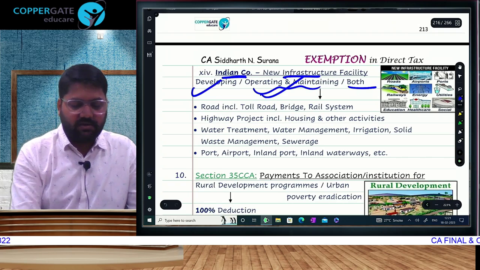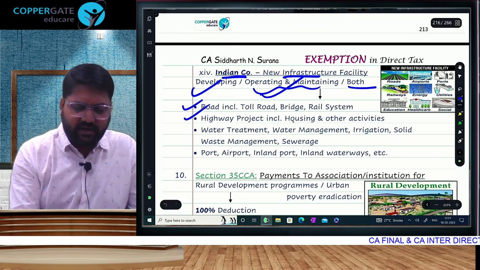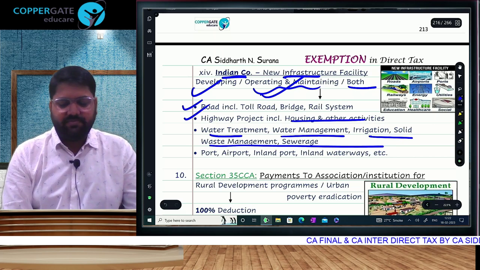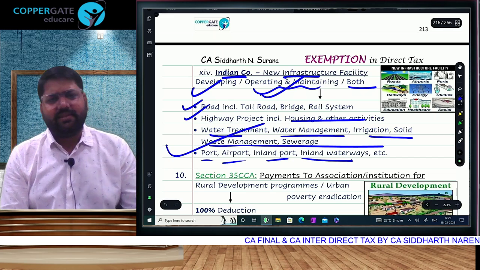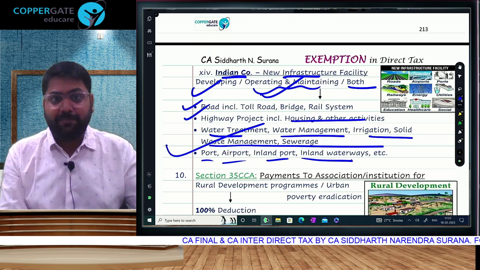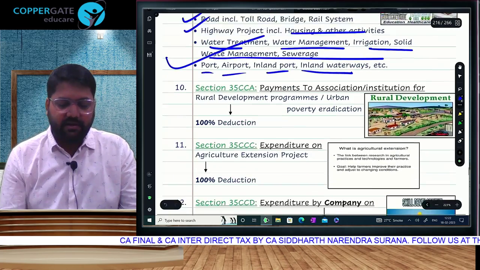But what is infrastructure? A road including toll road, bridge or rail system like metro, monorail, highway project including housing and other activities, water treatment, water management, irrigation, solid waste management, sewerage system, any airport, inland waterway, anything, navigational channel in the sea, then this is going to be a new infrastructure facility. You develop it or you maintain it or you do both, you will be eligible for 35AD deduction.